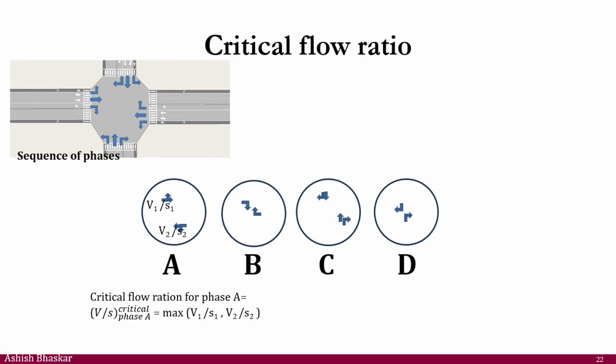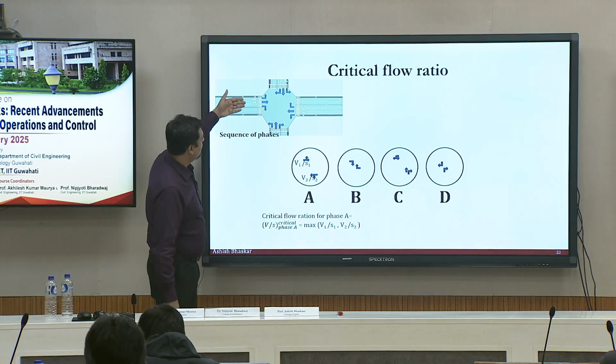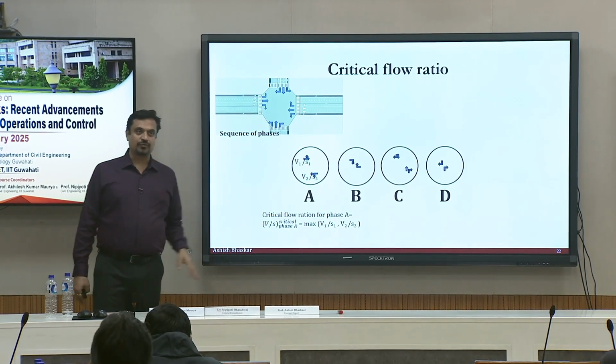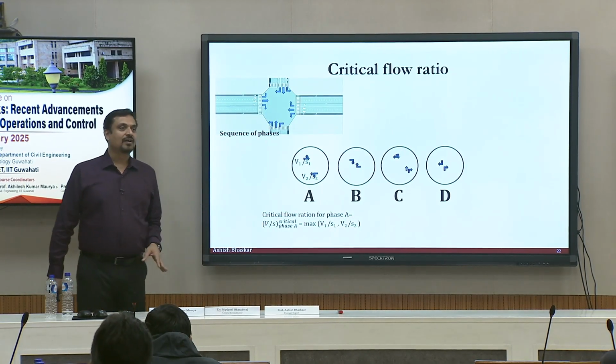Now this is a simplified example just to explain the critical flow ratio. Obviously, before you design the intersection, you should know how much demand is expected from various approaches, either through survey or some other means. You should know for what demand you are trying to optimize the signal timings. So for each approach here, let's say V is the volume. I've not discussed the saturation flow rate, but S is the saturation flow rate.